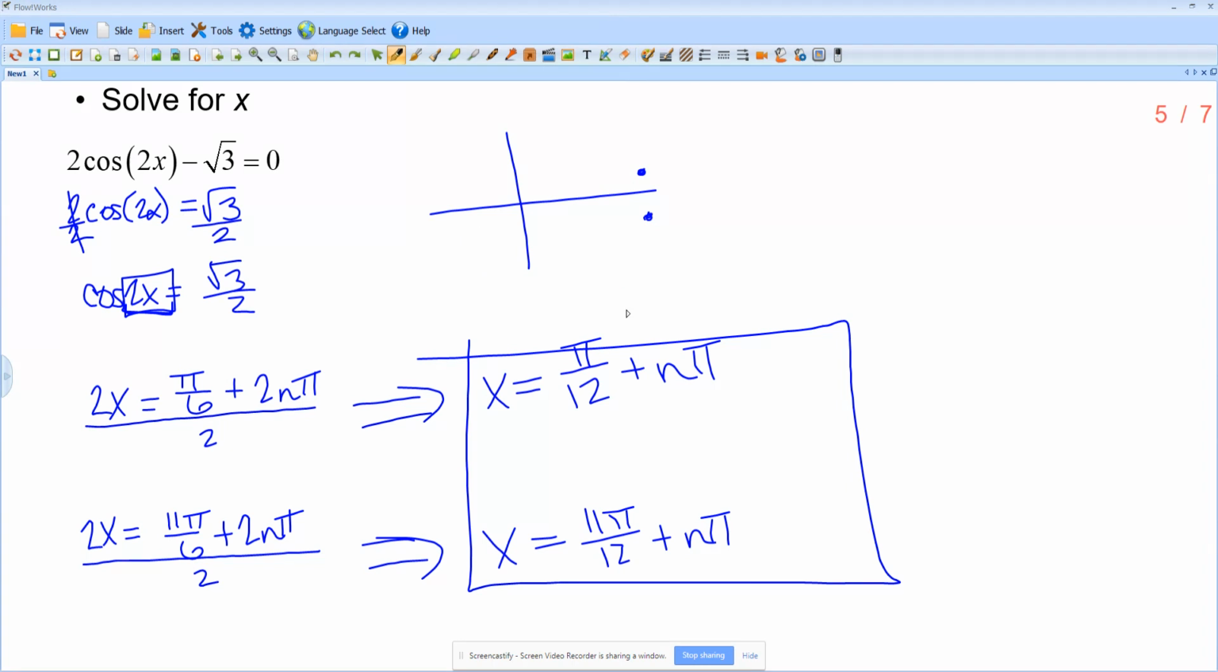So you get this equation, which would give you all points that would fall here, and this equation that would give you all points that would fall here.